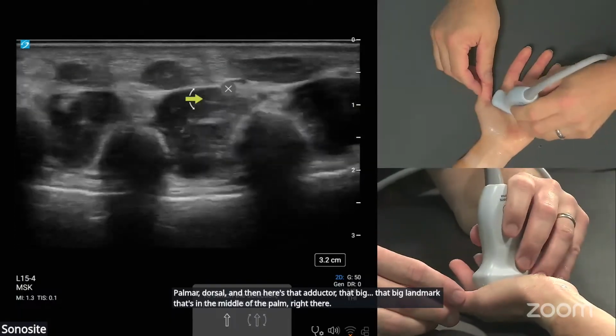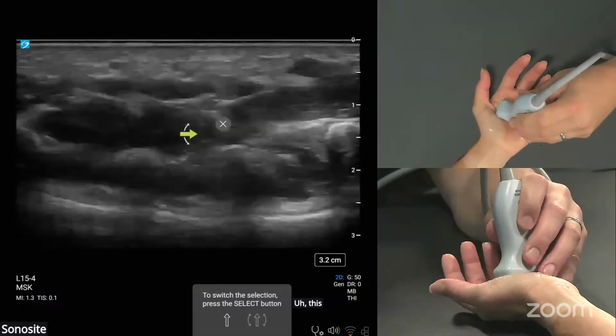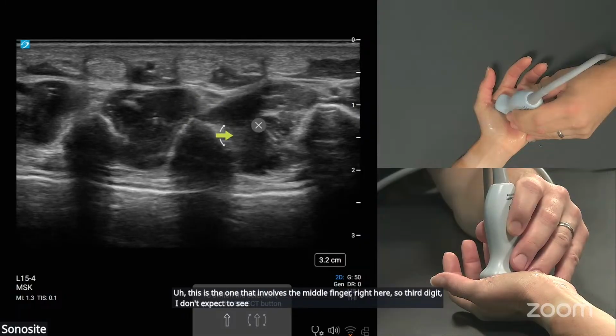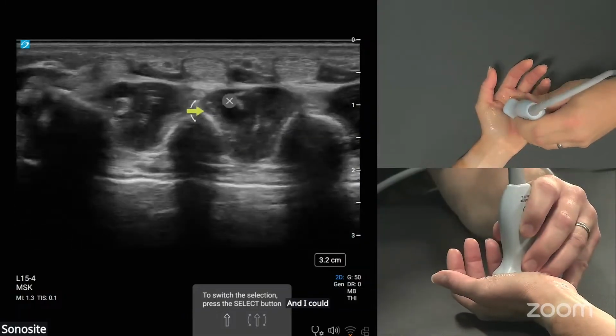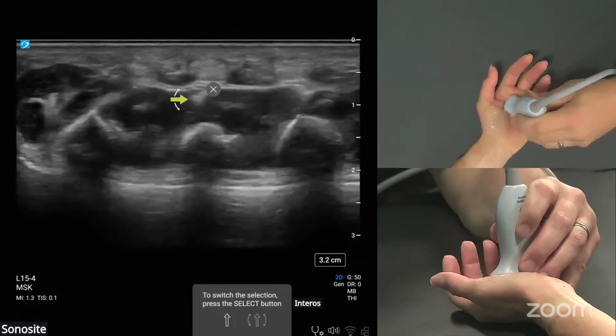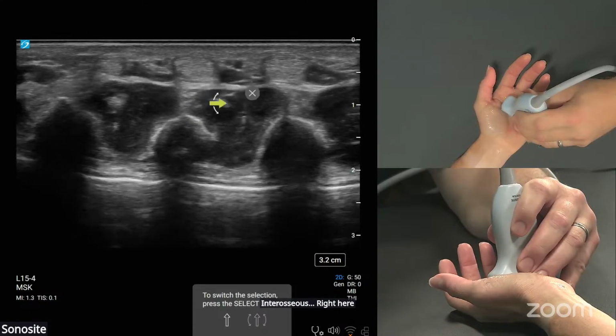We'll go short axis again, follow it over to the next web space here. This is the one that involves the middle finger right here. So third digit, I don't expect to see palmar interosseous on either side of it. And I could come over here to 4. And on 4, I expect to see a palmar interosseous right here on the ulnar side.